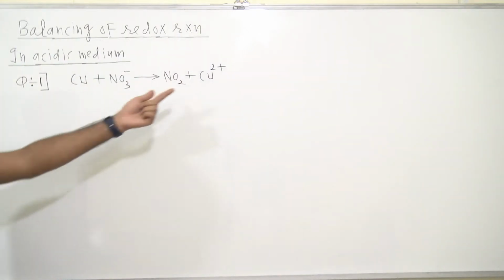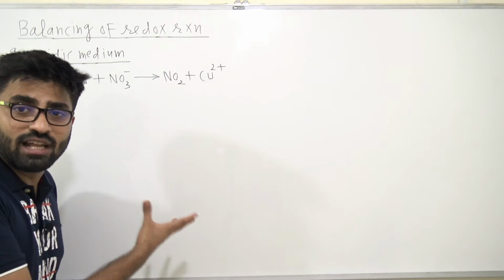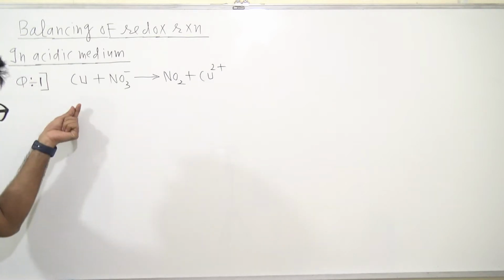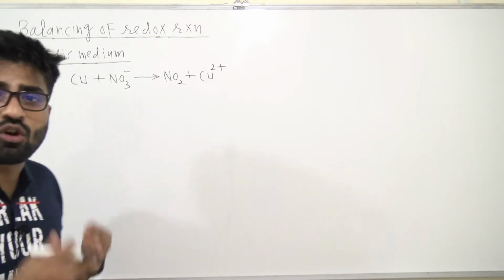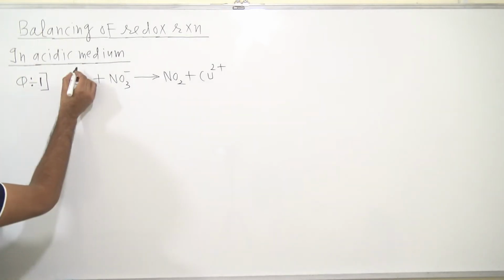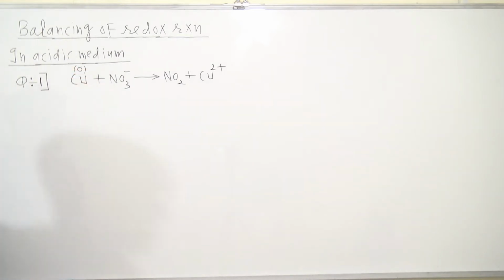First of all, this is a redox reaction. How do we know that? Very simple. This is copper metal in its natural, most commonly occurring state, and in that state the oxidation number is 0. So here the oxidation number is 0 for copper.